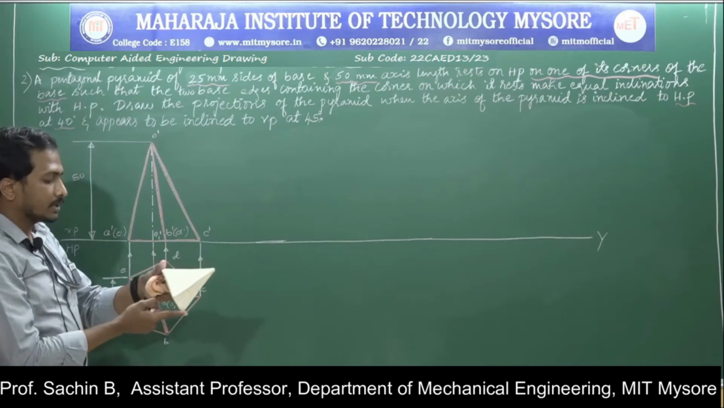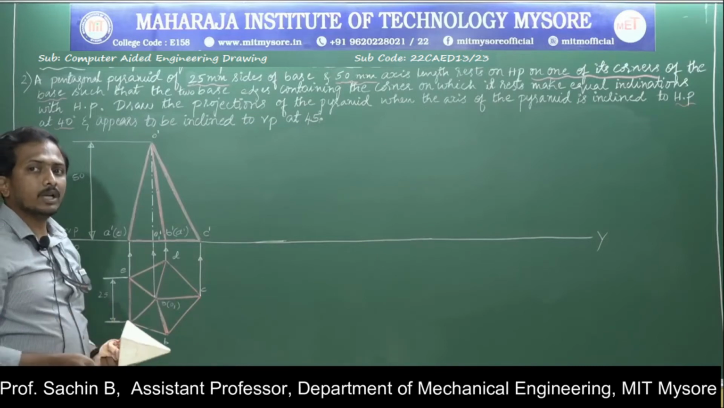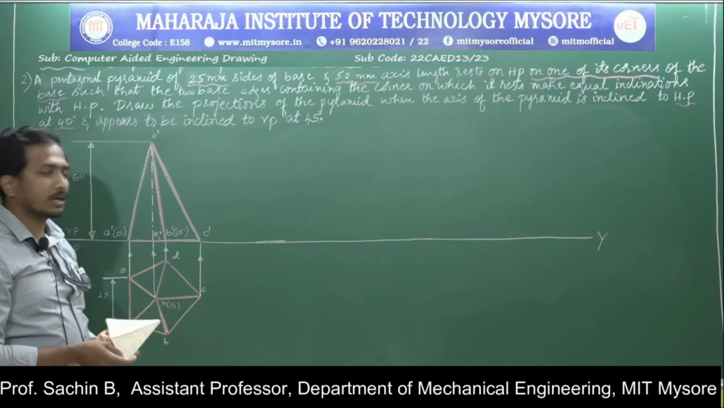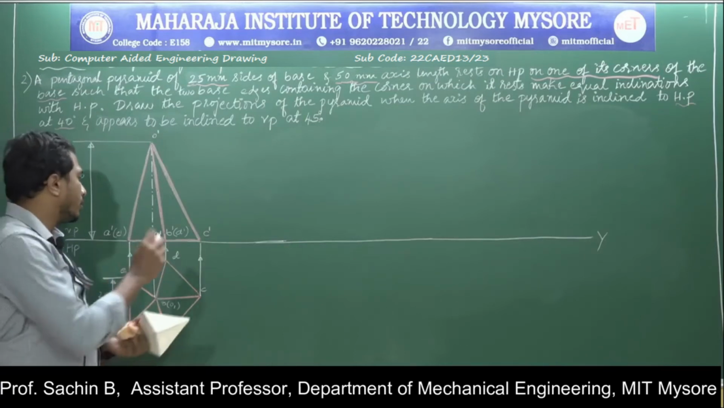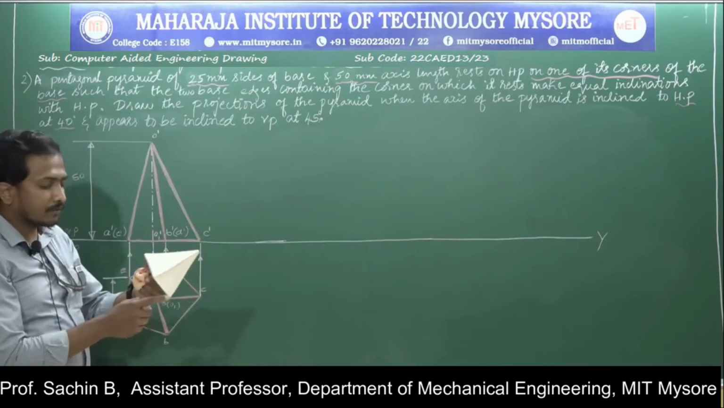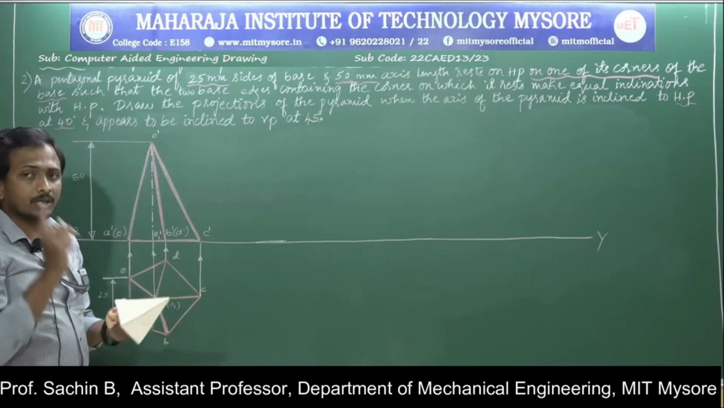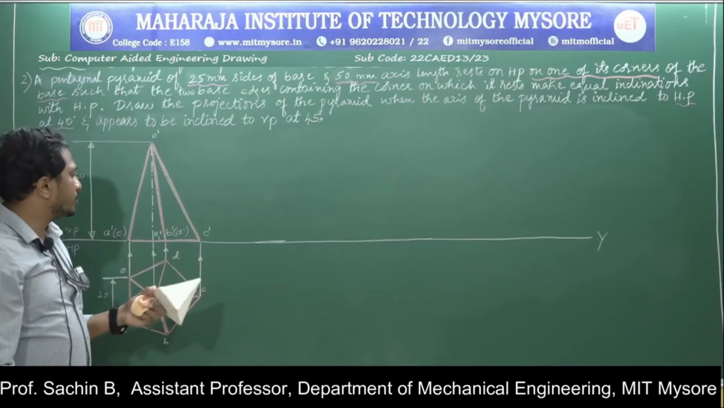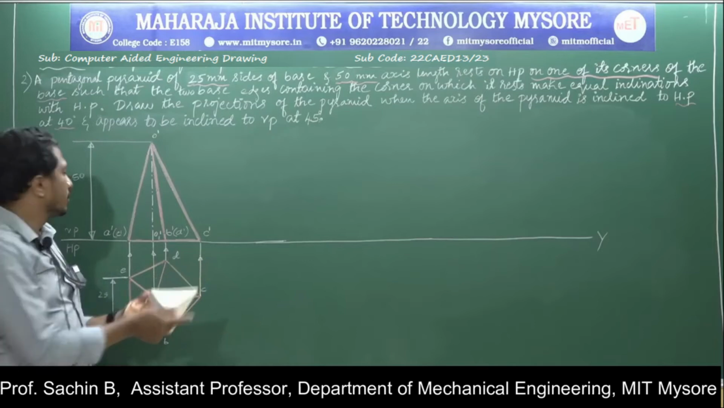This means the axis of the pyramid is inclined to HP at 40 degrees. While doing the last problem, you know how to construct the second position of the object, because here they are not given the inclination with reference to any edge of the pentagonal pyramid. They are given with reference to the axis.